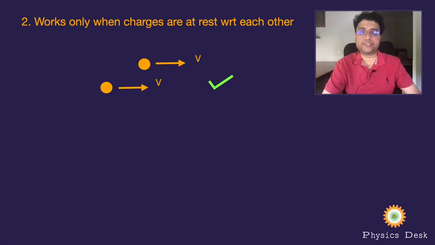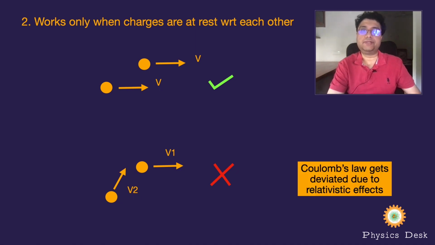So in the figure you can see that there are two charged objects having equal velocities v. That means they are at rest with respect to each other. So Coulomb's law is valid. But if the two charged objects have different velocities, then Coulomb's law fails to work. This is because relativistic effects come into the picture, distorting the original Coulomb's force between them. An additional force called the magnetic force develops between them in addition to the electrostatic Coulombic force.